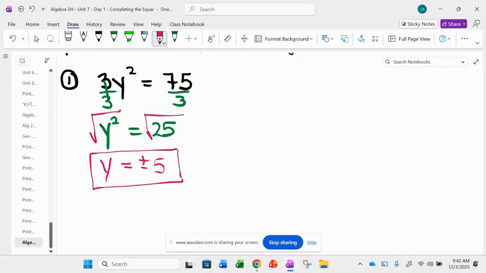And we need to account for both the positive and negative value, because 5 times 5 is 25, but negative 5 times negative 5 is also 25. So when we're just simplifying a square root, we only account for the positive value. But when we're solving, we have to account for the positive and negative. Next one.